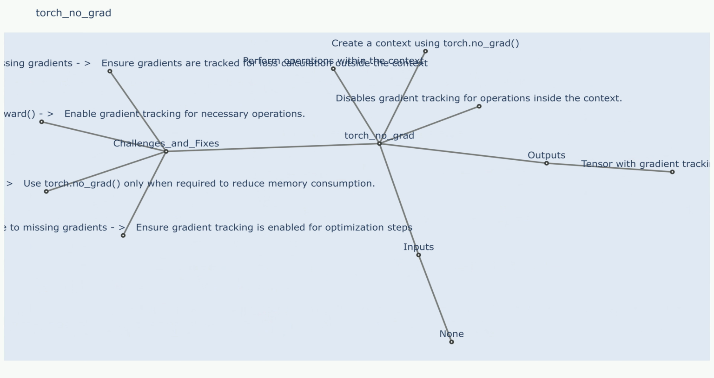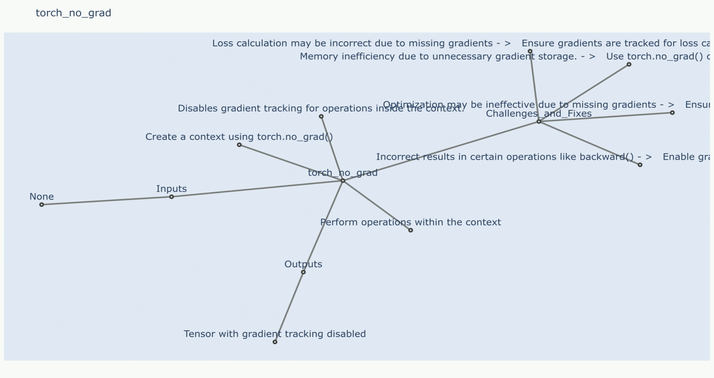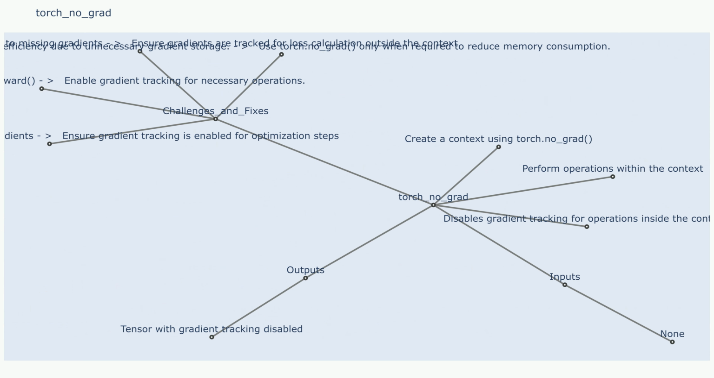Steps. Step 1. Explain in detail. The Torch No Grad context manager is applied using the with statement, indicating the scope where gradients are disabled. Step 2. Explain in detail. Within the with Torch No Grad block, all operations involving tensors and operations like backpropagation will not track gradients.